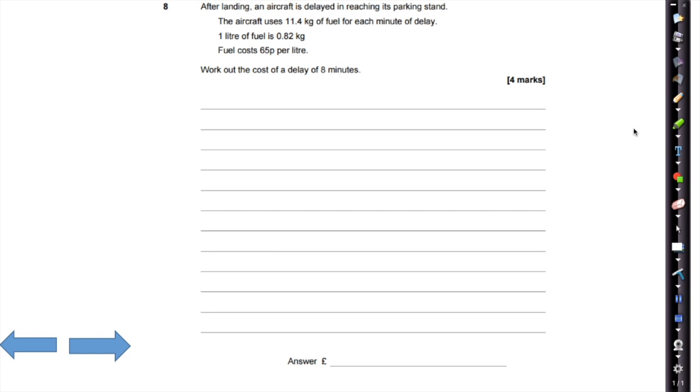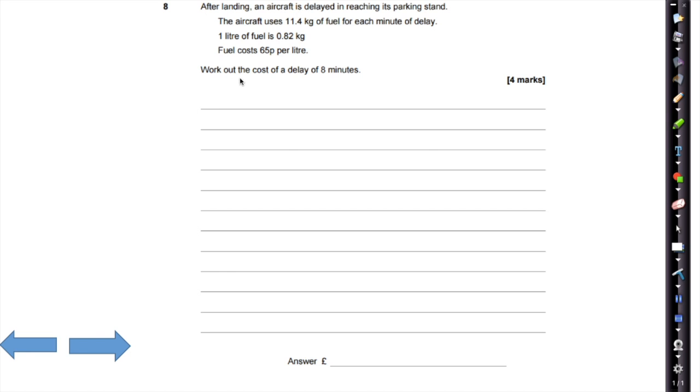For question 8, we're looking at after the landing, an aircraft is delayed in reaching its parking stand. The aircraft uses 11.4 kilograms of fuel for each minute of the delay. 1 litre of fuel is 0.82 kilograms. Fuel costs 65 pence per litre. Work out the cost of the delay of 8 minutes.